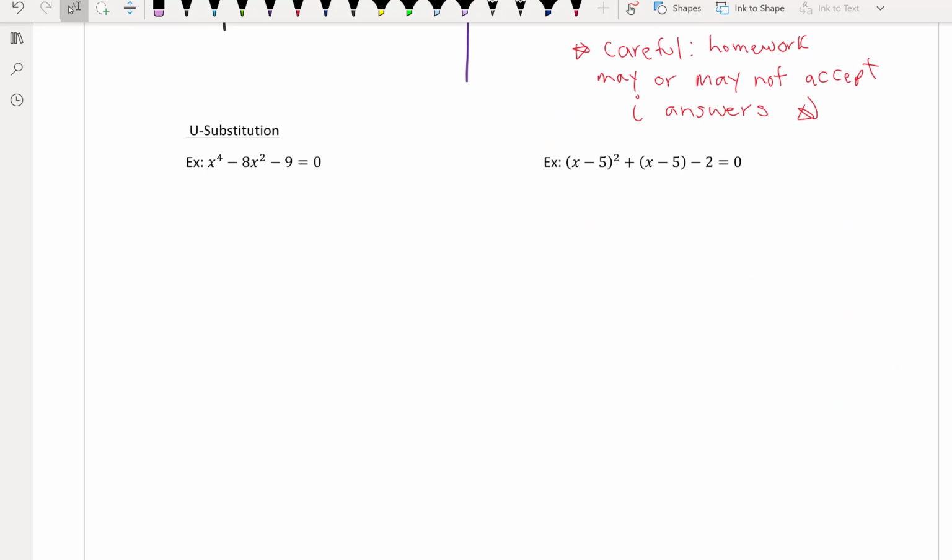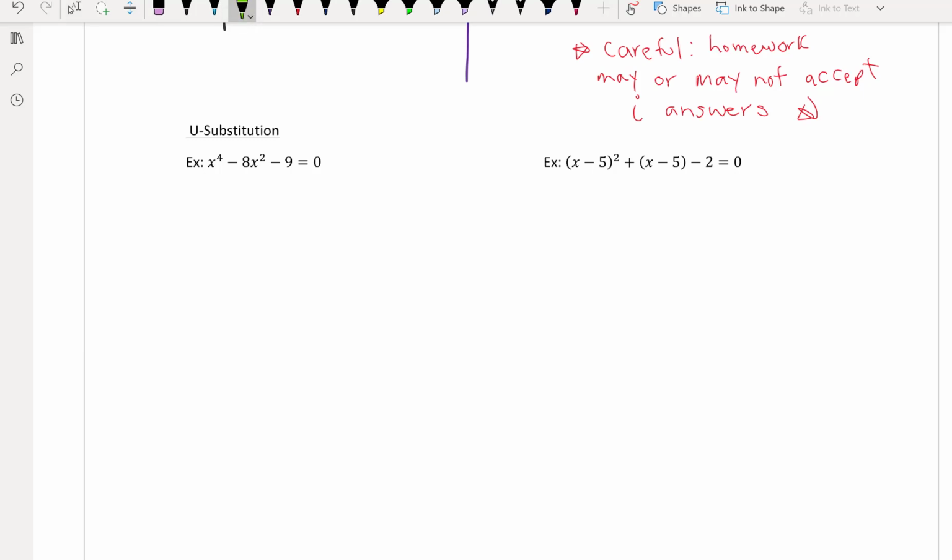Now we have a U substitution. So for this U substitution, usually the x to the fourth, well, that's very difficult to factor if I don't have 4 terms. So what we're going to do is we're going to use a little, I don't want to say a trick, but maybe a method. One of that method is to use a substitution. And usually in calculus and whatnot, we do the substitution as a U substitution.